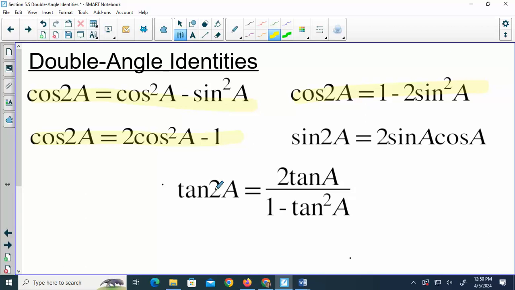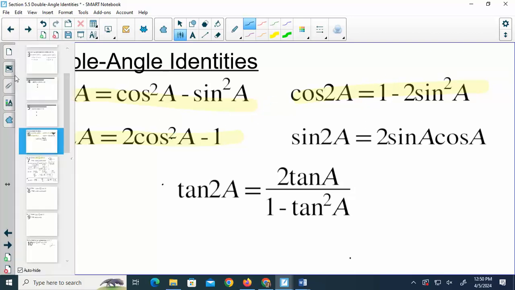If I use the first one, I know cosine 2 theta. Do I know cosine of regular theta? Do I know sine of regular theta? Can we solve for 2 unknowns at a time? No. So we don't want to use this formula because it just has too many unknowns. But we could go with one of the other 2, and it doesn't matter. Do you guys have a preference? This one? Okay.